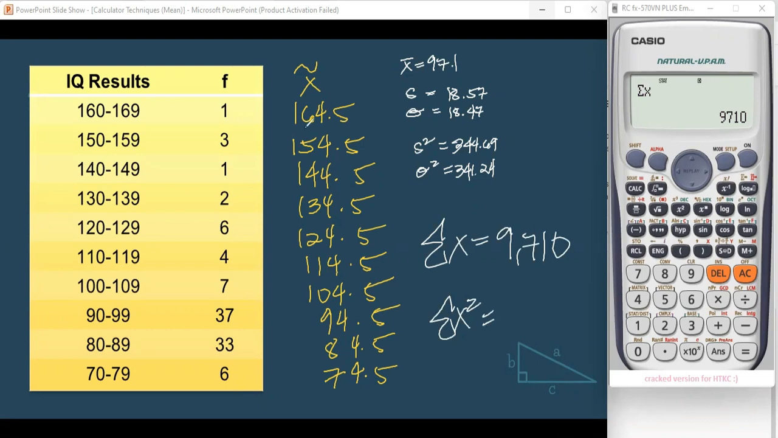So for the summation of x squared, kailangan lang po natin easy. Again, shift 1, 3, and click 1 for x squared. The summation of x squared is 976,965.